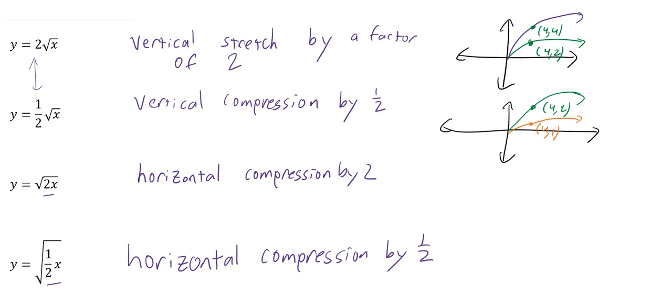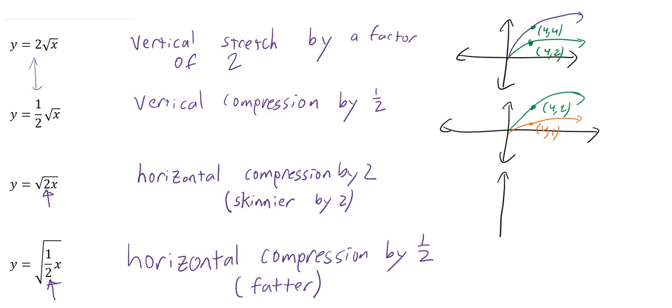So I almost prefer, instead of using the fancy word compression, in this one just say skinnier. In this one you just say fatter. I don't care. 2 versus 1/2. Tell me if it's skinnier or fatter. And I mean, make sure you say 2 or 1/2. If you say it's skinnier by 3, that doesn't make sense. But when it's a big number multiplied on the inside, it gets skinnier. When it's a fraction, it gets fatter.